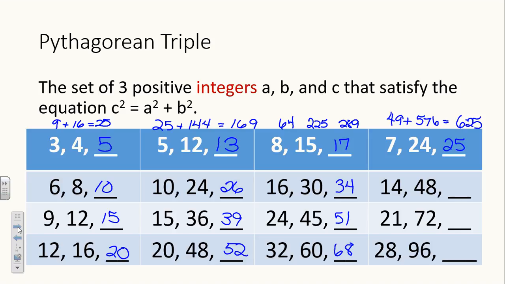That's good. Okay, so 14, 48, and 50; 21, 72, and 75; and then finally 28, 96, and 100. So all are Pythagorean triples. They're ones to be aware of. Doesn't hurt to have them written down. You can look for them, recognize them, notice them.